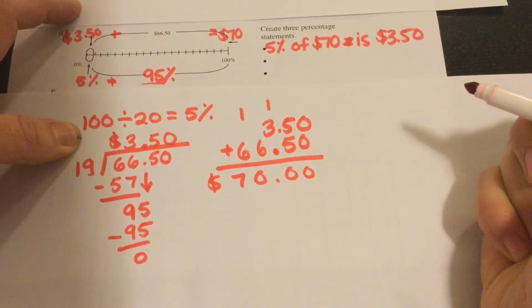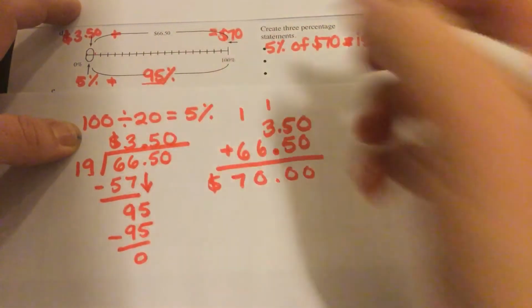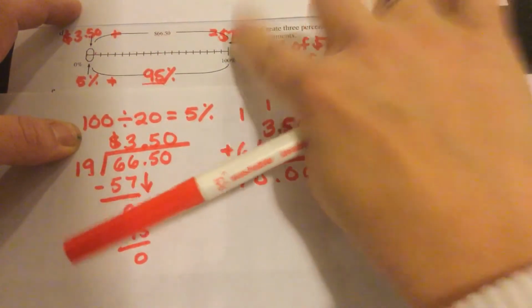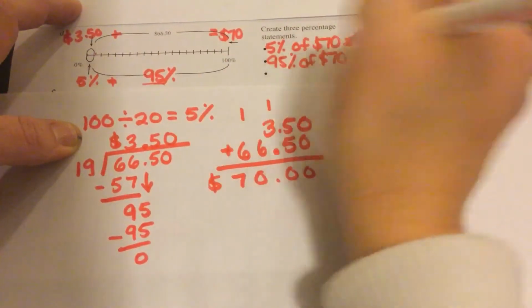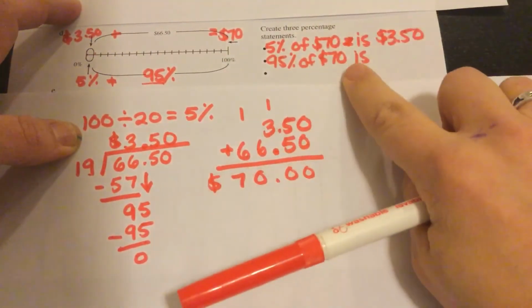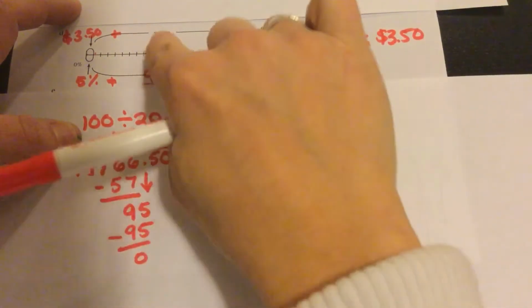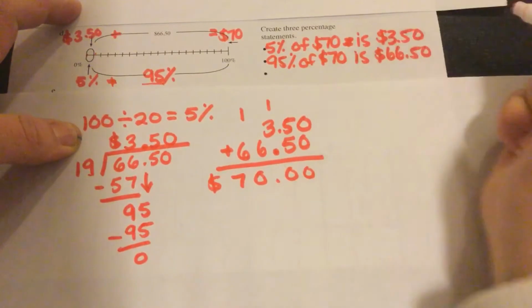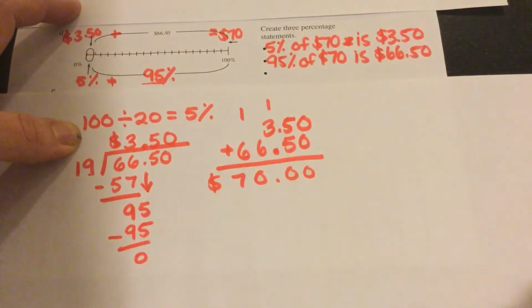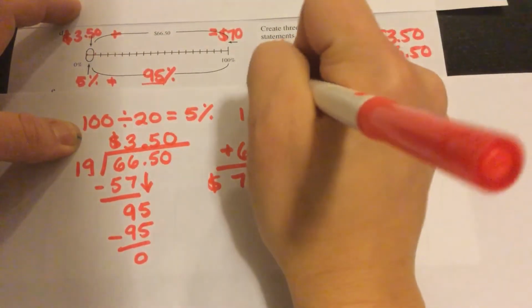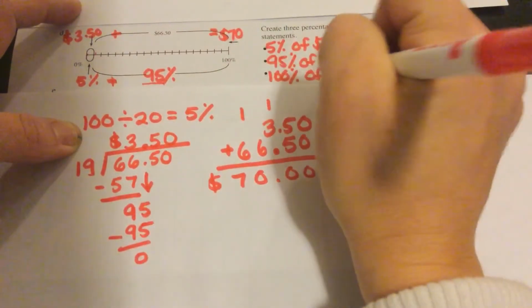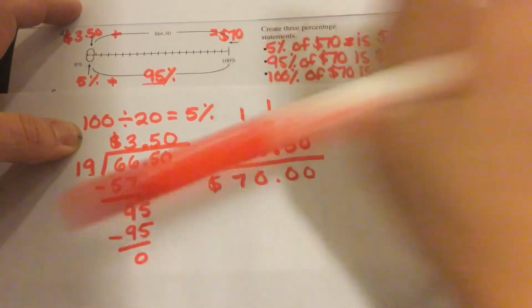The next percent I'm going to use is 95, because it's already there. 95% of the total, $70, is, which means equals, 95% matches up with $66.50, which we can see on the graph. And then the final one I'm going to use is 100% of $70 is $70.